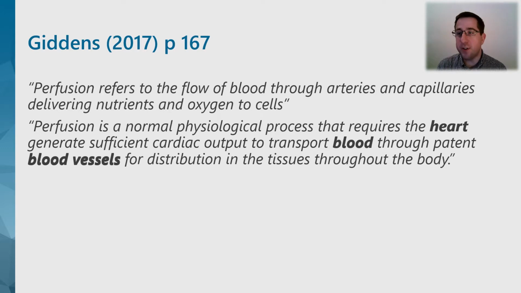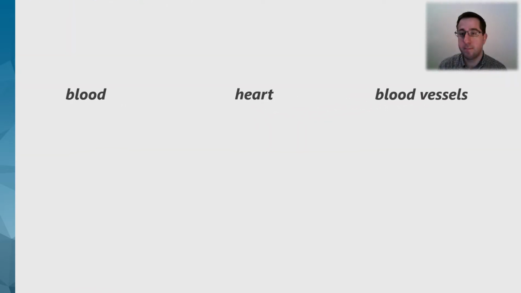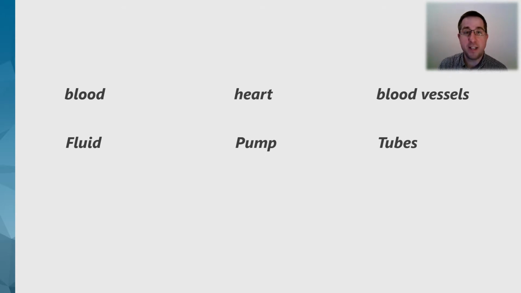So we're going to focus on these three parts of Giddens' definition: the heart, the blood, and the blood vessels. The blood is the fluid in the cardiovascular system. The heart is the pump of the cardiovascular system, and the blood vessels are the tubes of the cardiovascular system.